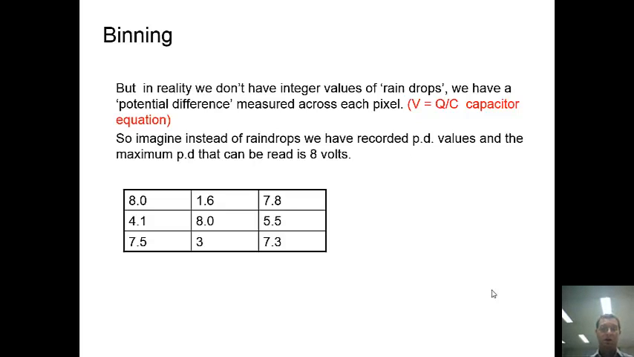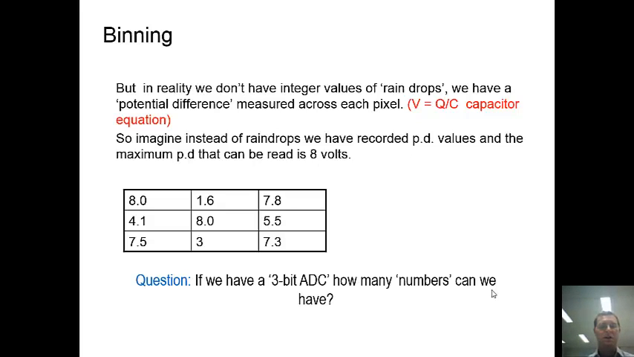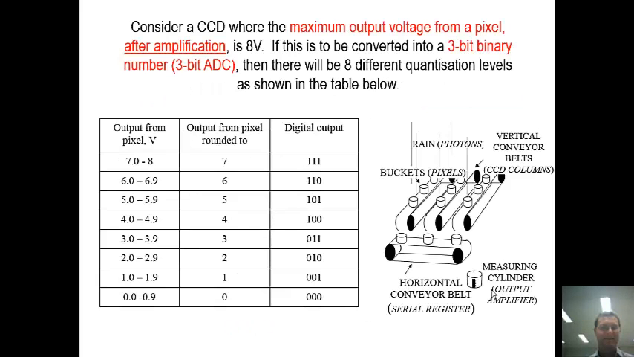So we have a series of values here. Now our snag is that, let's say we have these measurements up to 8 volts, if we have a 3-bit analog to digital converter, the amount of numbers we have is only going to be 7 plus 0, which is 8 digits. So 4.1 and 7.5 and 1.6 are all going to be converted into one of the 8 numbers I have if I have a 3-bit analog to digital converter.